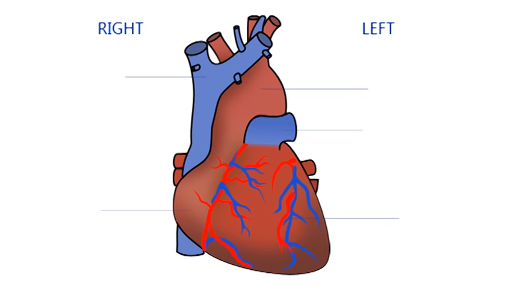So, back to the parts of the heart. Some of the parts we need to know are the Vena Cava. This is the main vein that takes the deoxygenated blood that has been around the body and delivers it back to the heart. The Aorta. This takes the oxygenated blood from the heart to the rest of the body.